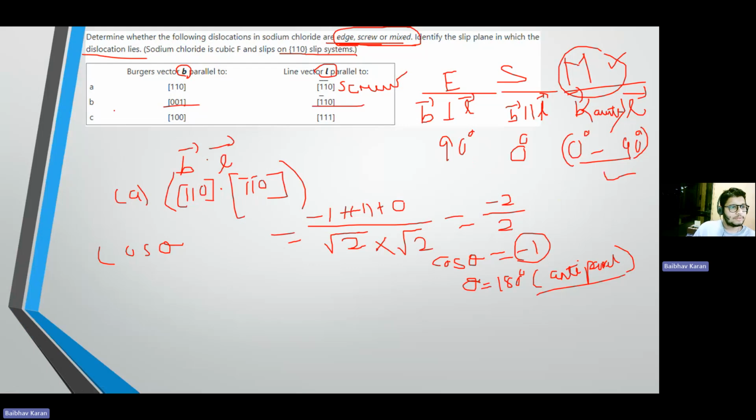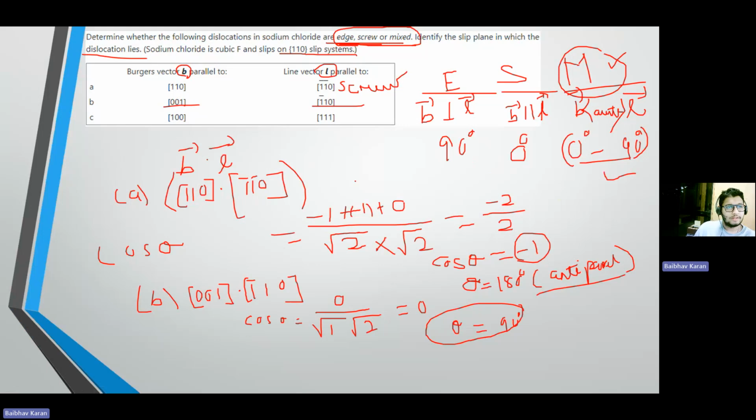Similarly, let's see about this problem. What is it saying? [0 0 1] B dot [1 bar 1 0] L. Let's take the dot product. Cos theta equals, what is the value? 0 into minus 1, 0; 0 into 1, 0; 1 into 0, 0. 0 divided by anything will be 0, right? So cos theta equals 0. So what is theta? Theta equals 90 degrees. Cos 90 equals 0. So where it is 90 degrees, where B is perpendicular to L, this will be an edge dislocation, right?